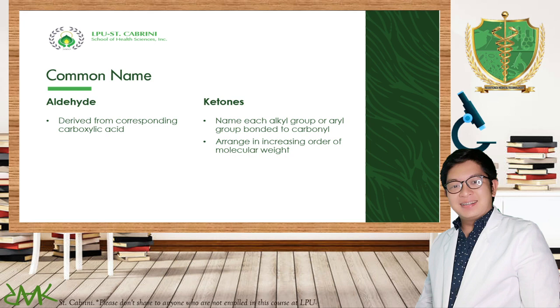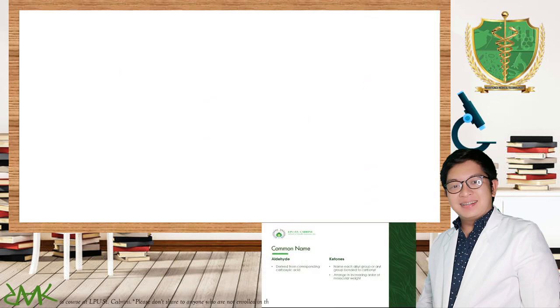Now, how about for ketones? For ketones, name each alkyl group or aryl group that is bonded to the carbonyl group and then arrange it in increasing molecular weight. Let's say for example, I'm going to draw 2-butanone. 1, 2, 3, 4. This is our 2-butanone.